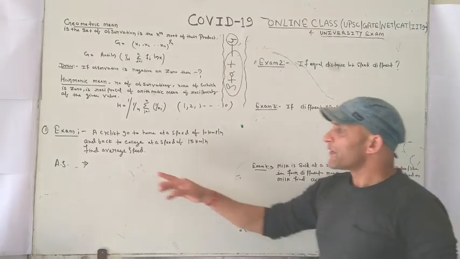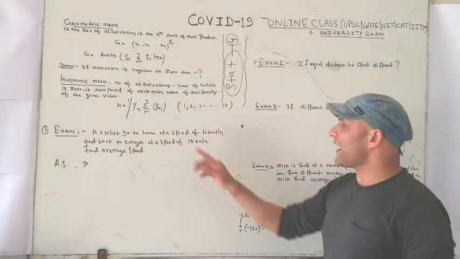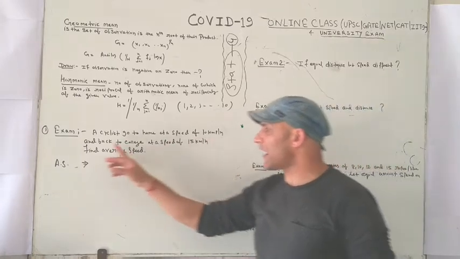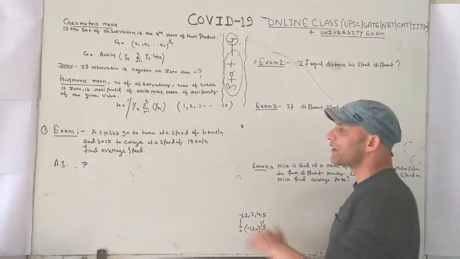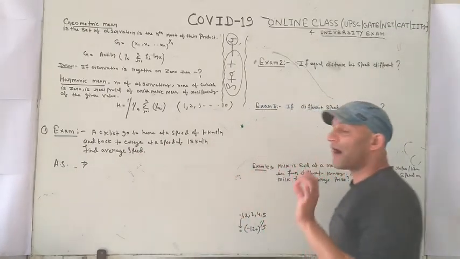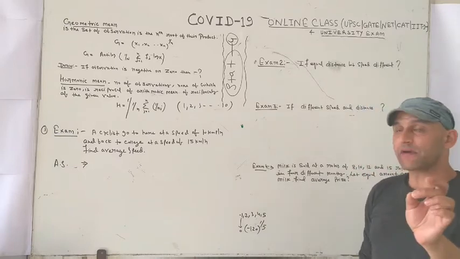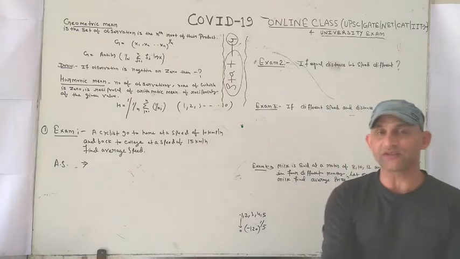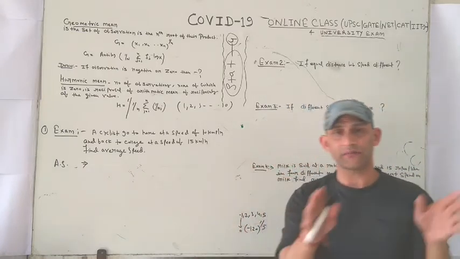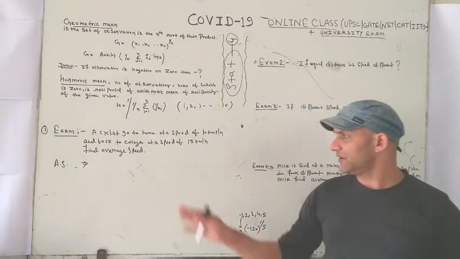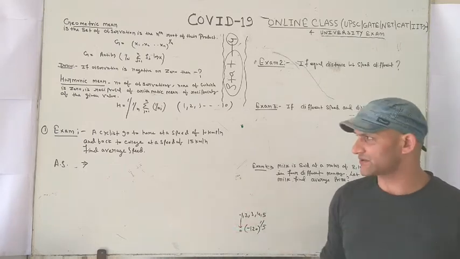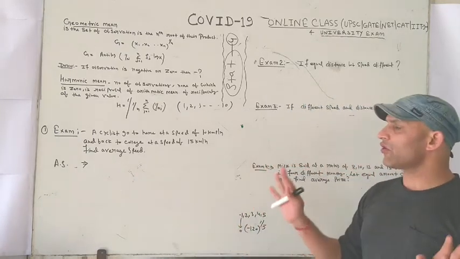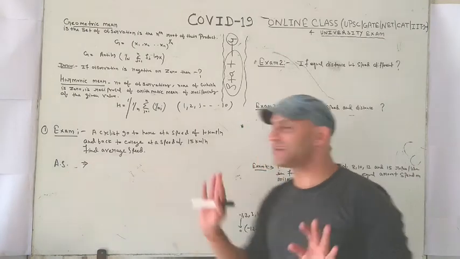The first question is: a cyclist goes to college at a speed of 10 km per hour and comes back home at a speed of 15 km per hour. Find the average speed. This is a very important question. Many times it has come in your UPSC exam, your GATE exam, your NET exam, in any exam. Many times they ask you. So you have to remember only one thing, how to find the average speed.